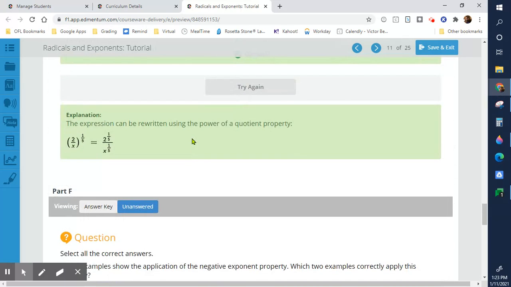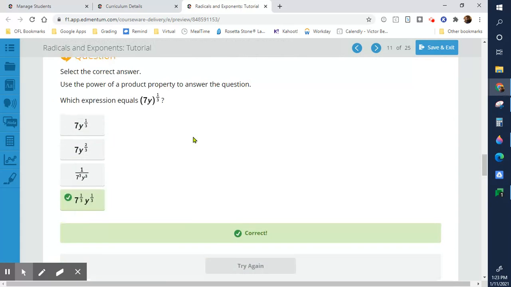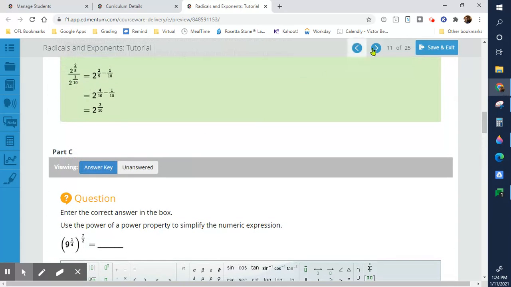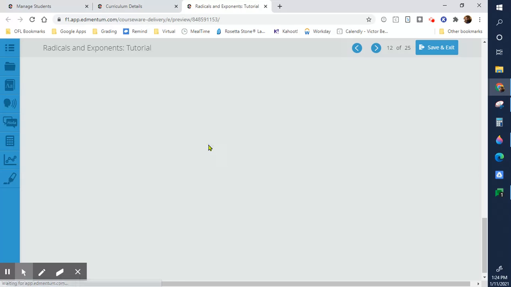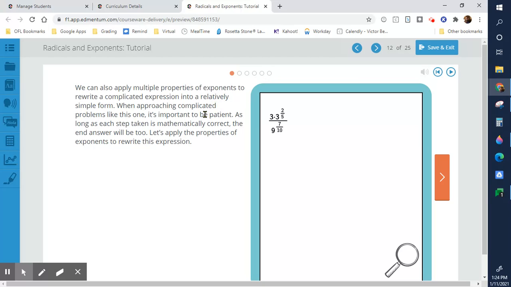Let me scroll up here. So there's a couple of tricks we can do to make things easier when we're dealing with exponents. For one, let's say we have these double threes. That double three is essentially a 3 to the 1, right? So this will allow us to add it later.